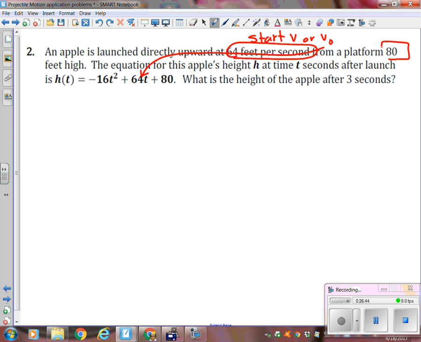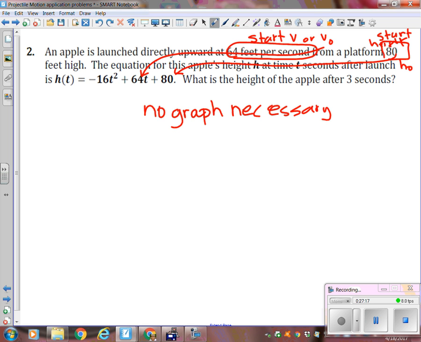And the platform is 80 feet high. So that is my start height, which is h sub 0, and that number is already in there. What is the height of the apple after 3 seconds? You do not need a graph for this. You could use it, but you don't need it. No graph is necessary. You don't even have to type it in y equals if you don't want to.